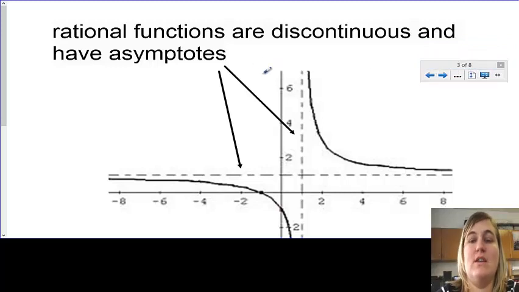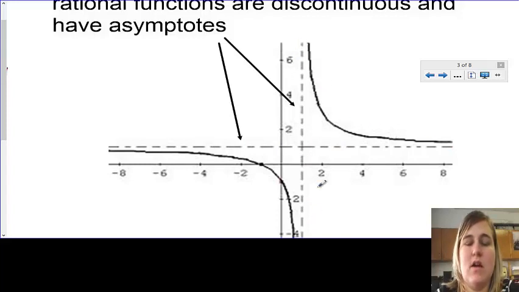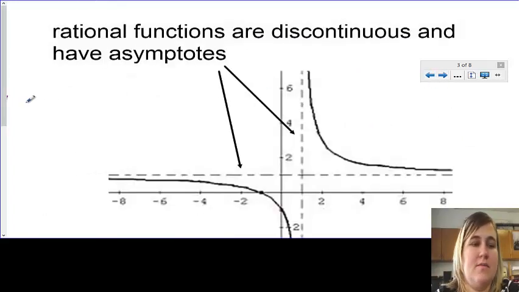Rational functions are discontinuous and have asymptotes. Okay, that means that they're not one smooth line. You can see that these are two separate lines; they do not connect. And the asymptotes, we have a horizontal asymptote and a vertical asymptote for this function, and the graph is going to get as close as it can to those asymptotes, but it will never cross it. Oops, I forgot something.